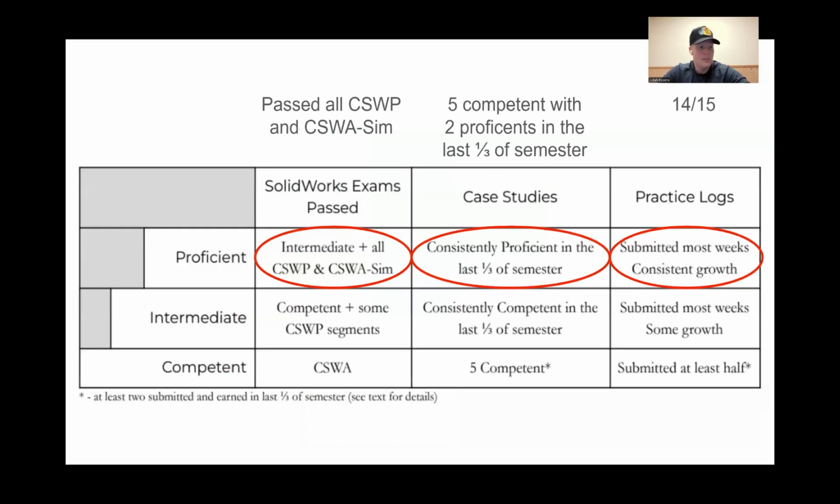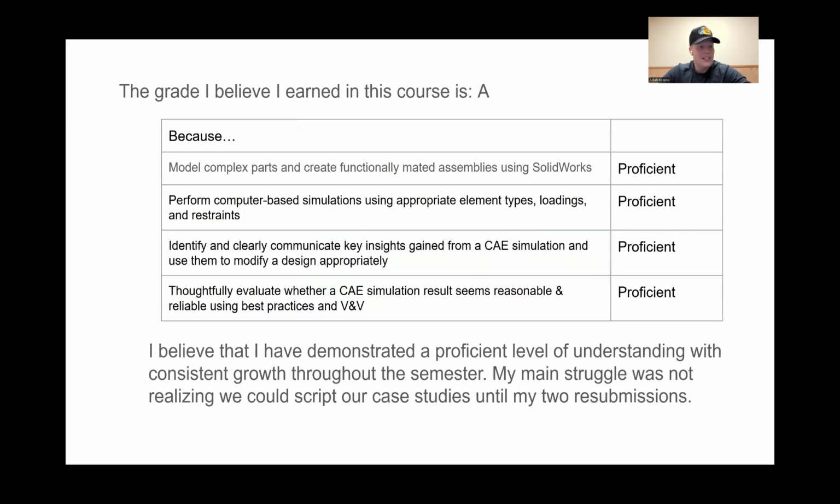To summarize my semester deliverables, I passed all CSWP and CSWA sim exams. I achieved 5 competent ratings with 2 proficients in the final third of the semester. I also submitted 14 out of the 15 practice logs and showed growth throughout the semester. Because I was able to demonstrate a proficient level across all 4 of the core course competencies, the grade I believe I earned is an A.